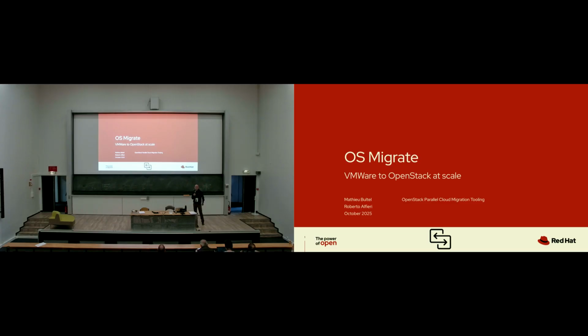I'm a principal engineer for Red Hat. I should be on stage with Roberto as well, my friend and colleague, but he cannot make it today, so I will be alone in front of you to talk about OS-Migrate, and in particular, the VMware to OpenStack migration with Ansible at scale.